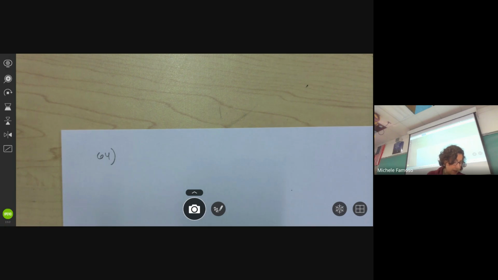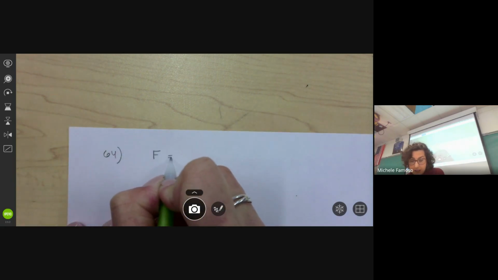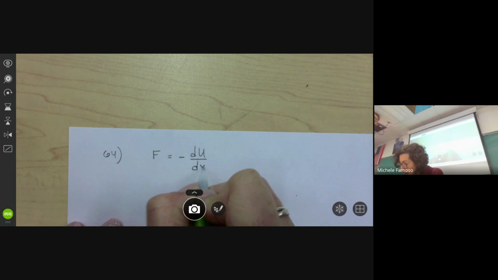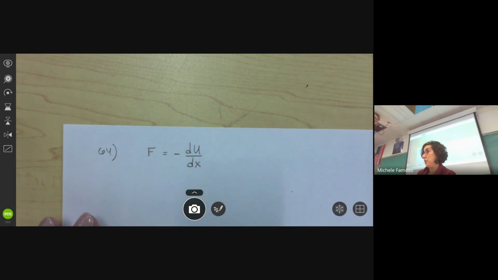Problem 64 says: on the potential energy curve for the potential energy versus the position Y shown in figure 6-40, where the segments A, B and C, D are straight lines, sketch a plot of the force versus the position. All right. Remember how you get force from potential energy. Remember that force is equal to the negative derivative of the potential energy with respect to position.